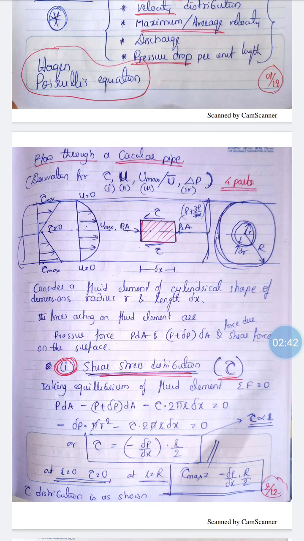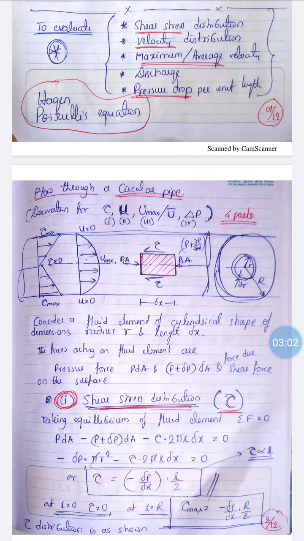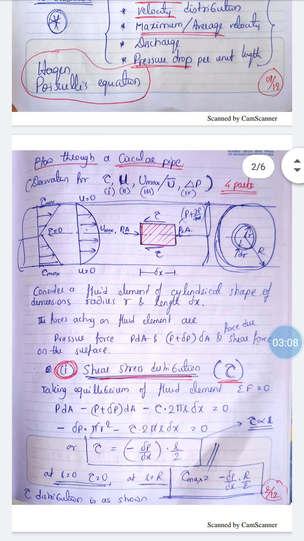Here a cylindrical shaped fluid element is considered, where the length between the two ends is delta x. P1 is the pressure at one end, P2, which is P plus delta P, is the pressure acting at the other end, and the resistance to this flow is denoted by the symbol tau. So, tau is the shear stress. As indicated in the bracket, we are going to plot shear stress distribution, velocity, ratio of maximum to average, and the pressure drop. On the side, you can see that the fluid has a cylindrical shape.